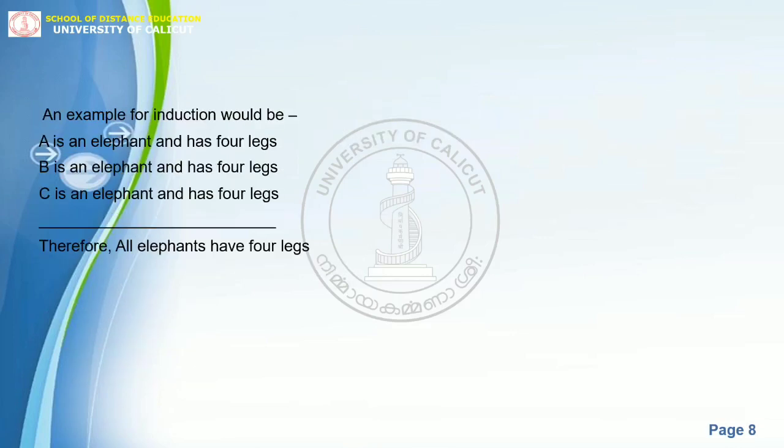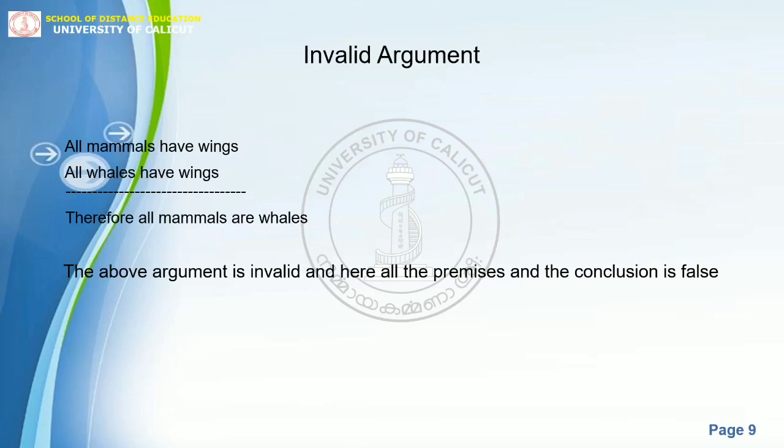Now let us look at induction. A is an elephant, has 4 legs; B is an elephant, has 4 legs; C is an elephant, has 4 legs. So we can conclude that all elephants have 4 legs. An example of an invalid argument is given here: all mammals have wings, all whales have wings, therefore all mammals are whales. The above argument is invalid. Here all the premises and the conclusion are false.